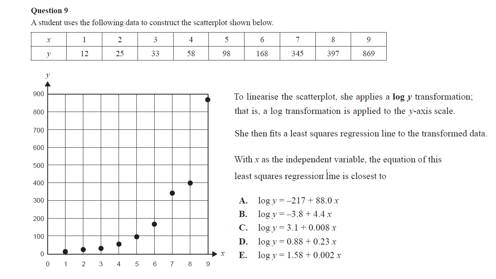Question 9 was about data transformations, and it said this: a student uses the following data to construct the scatter plot shown below. So here's our table of data, and here's the scatter plot that results. And as you can see, it follows a non-linear sort of trend. It's got this curve to it.